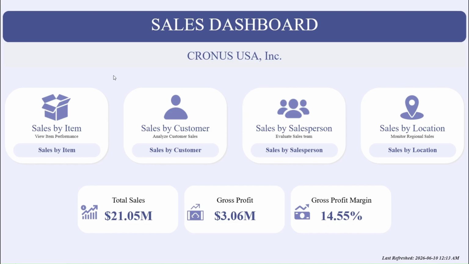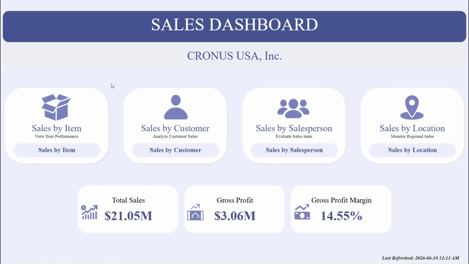actionable insights. The Sales Dashboard home page serves as the central navigation hub of the application. You can quickly access the following analysis pages: Sales by item, Sales by customer, Sales by salesperson, and Sales by location. Each navigation card takes you directly to a dedicated report page focused on a specific business area.